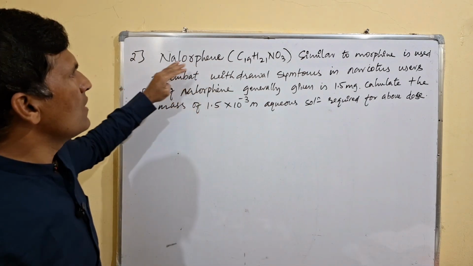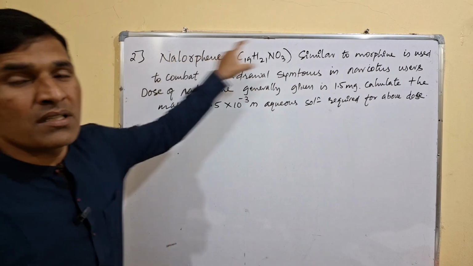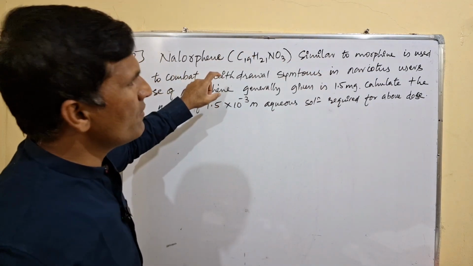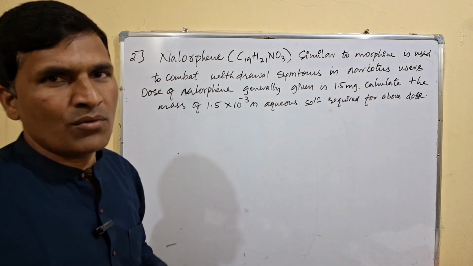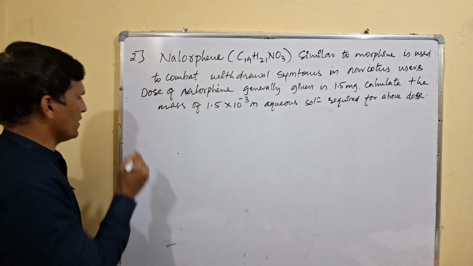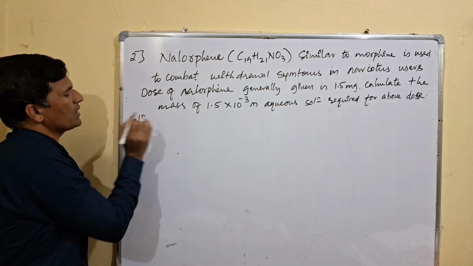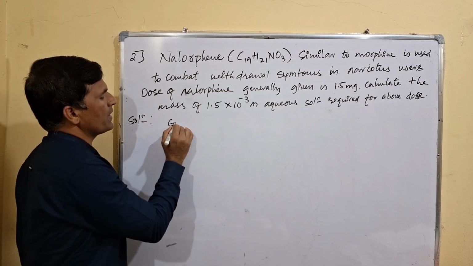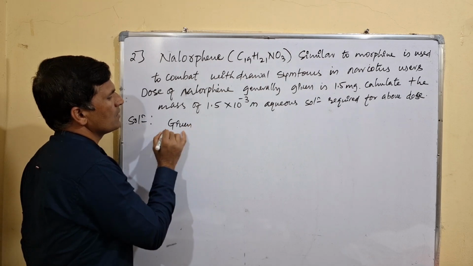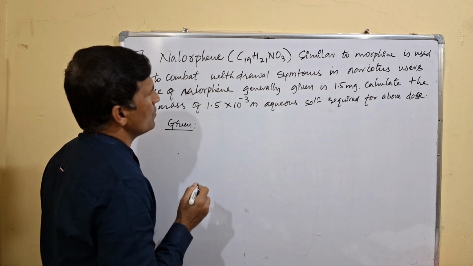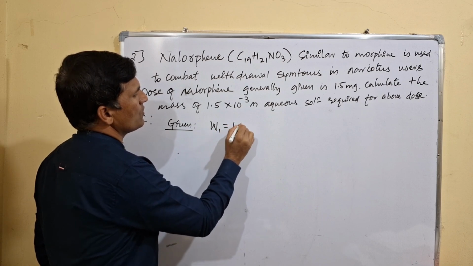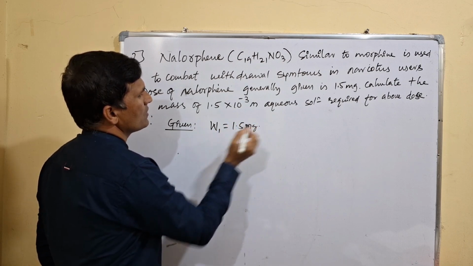Whatever it is, don't get lost in the wording of the problem. What they have given and what you are supposed to calculate, only focus on that particular aspect, right? So we'll see what the solution is. First thing I told you, you have to write the given quantities. So the dose, the amount of the substance, which you take as W1, is equal to 1.5 milligrams, right?